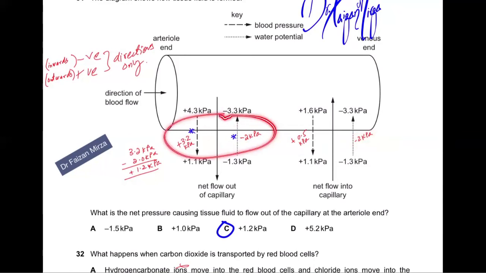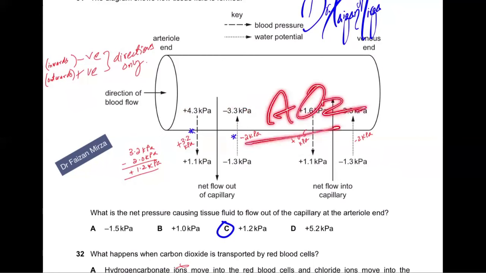So plus 3.2 kilopascals is there, and I have 2 kilopascals provided to me here. I'll combine both the values. My answer comes out to be 1.2 kilopascals as positive. So the answer is C. The positive and the negative values which are shown here in this diagram only represent directions. All this stuff is not in our syllabus, but this is a question that came from a session objective 2.